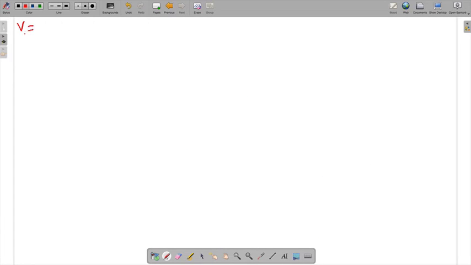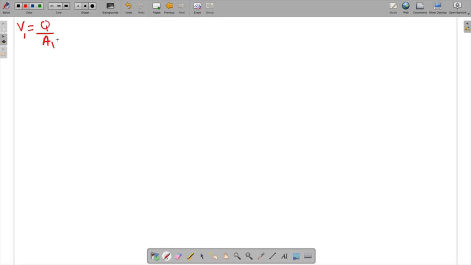So we know that V, let's say V1 for now, is Q over A1, right? That makes sense. And since the flow rate is the same for both velocities, we don't have to say Q1 and Q2. It's the same for both. But then the area is different, right? Because we're told that the jet is tapering. So the diameter on one side is different from the diameter on the other side.